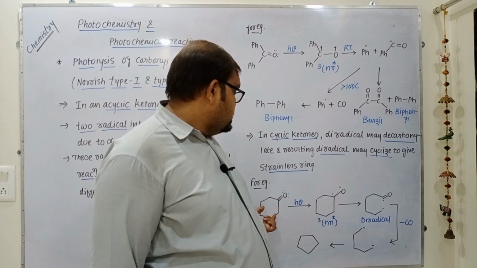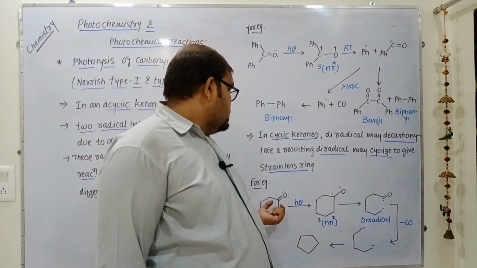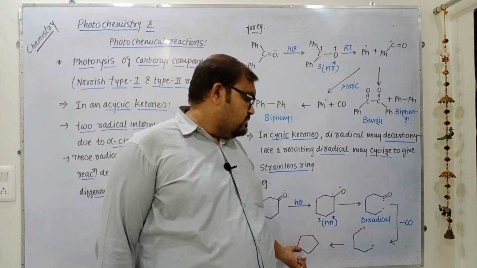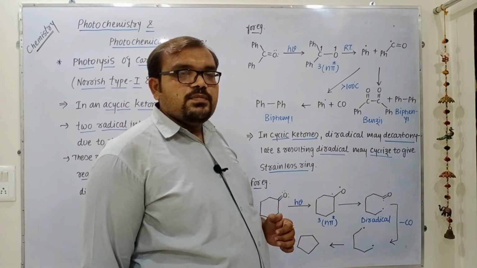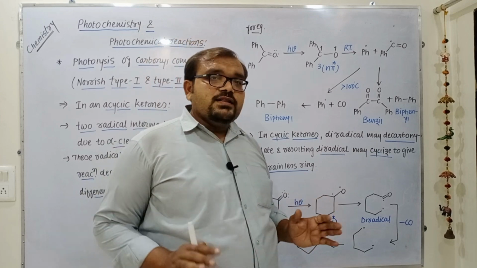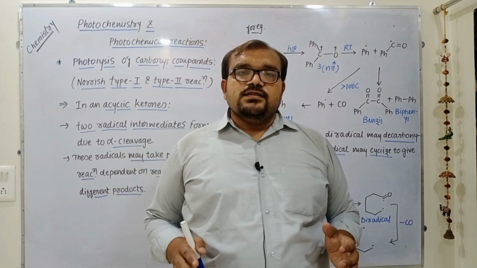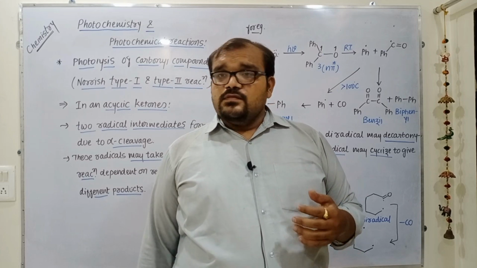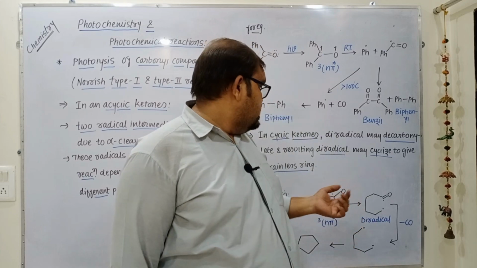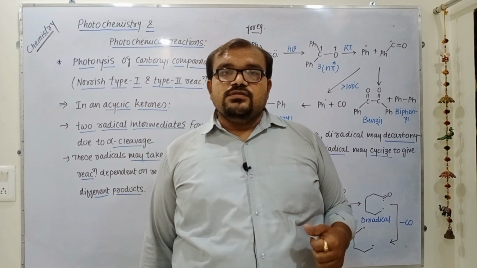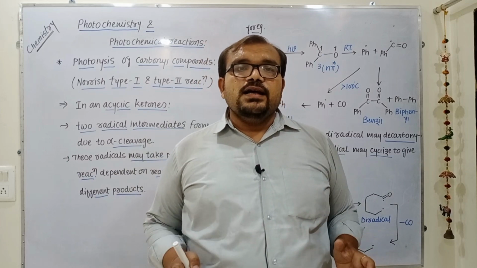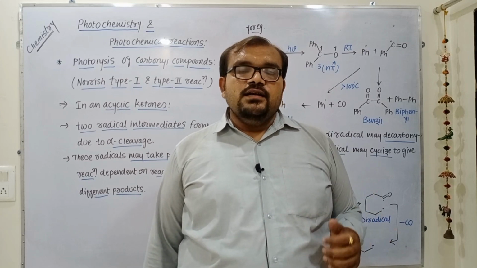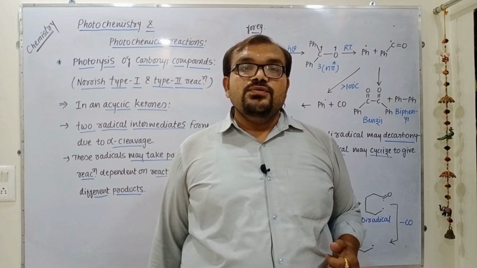So we can easily say that this 6-member cyclohexanone ring, after decarbonylation, will give a strainless 5-member ring, right? By this way we can discuss the examples of asymmetric ketone, acyclic ketone, and cyclic ketones, right? And all these examples are considering Norrish type 1 reaction, that is alpha cleavage to the carbonyl group.